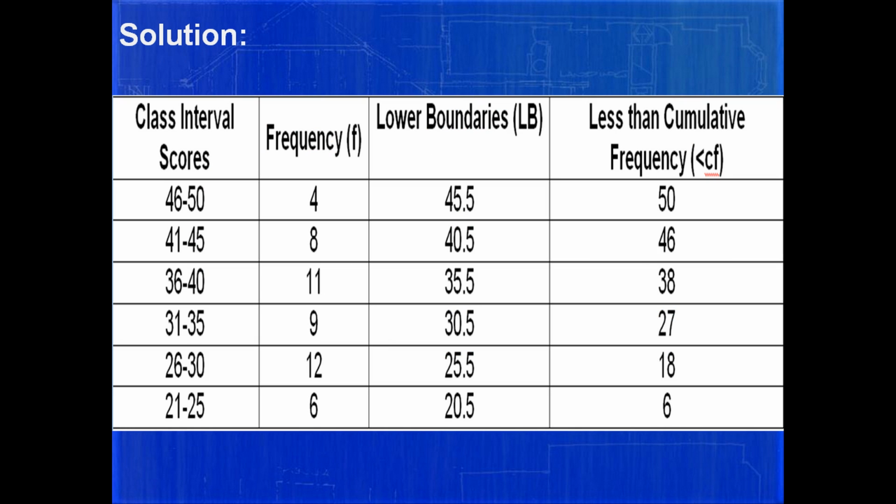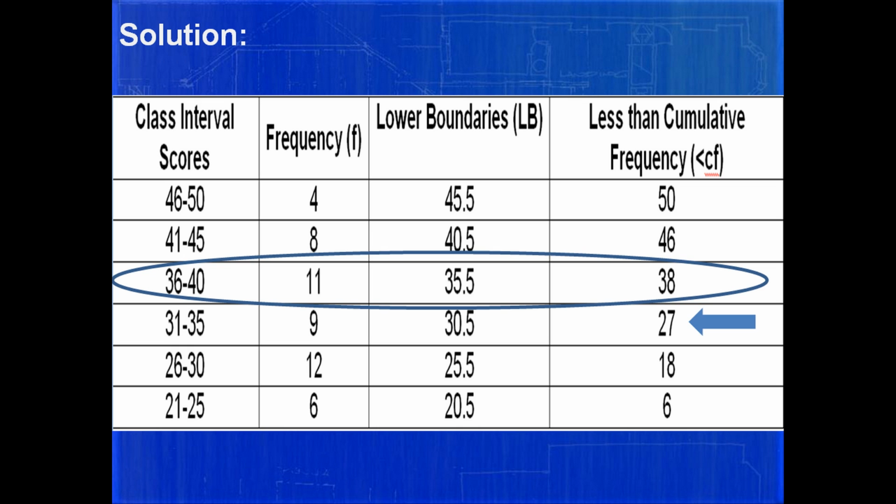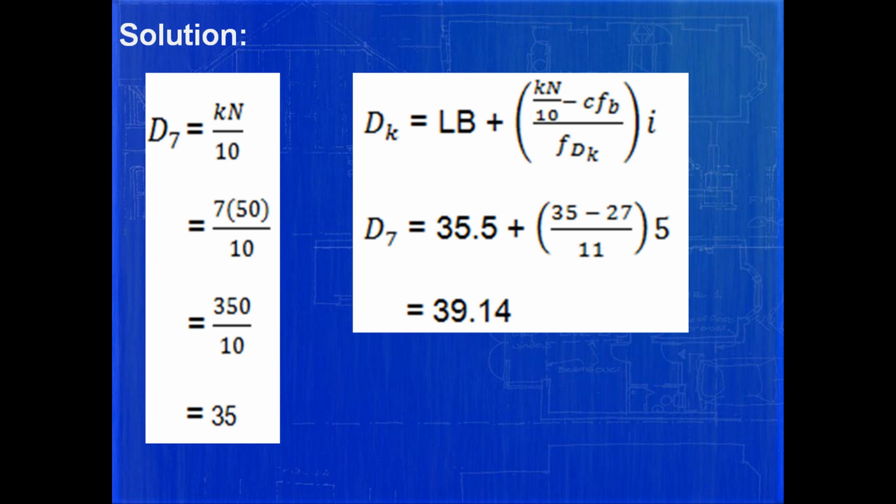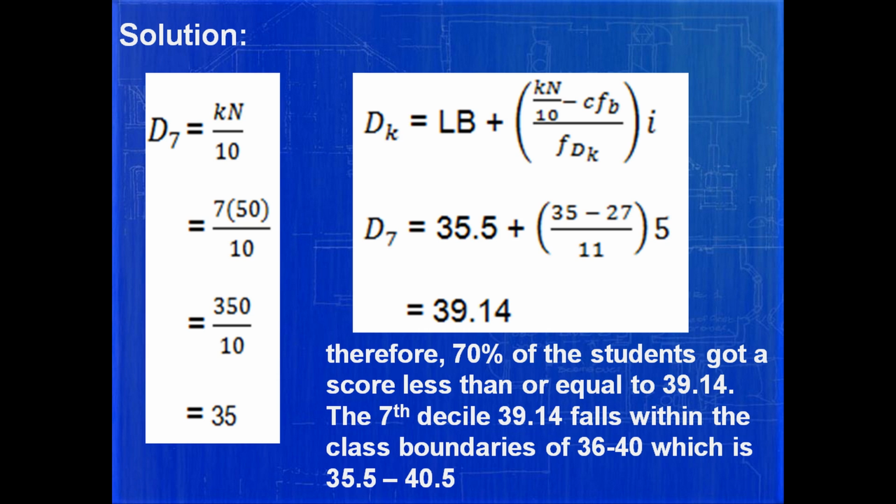Now, we add two columns for lower boundaries and the cumulative frequency. Since 35 belongs to the class interval 36 to 40, our lower boundary is 35.5, and our cumulative frequency is 38. And the below cumulative frequency is 27. Substituting into the formula, the answer is 39.14. Therefore, 70% of the students got a score less than or equal to 39.14.